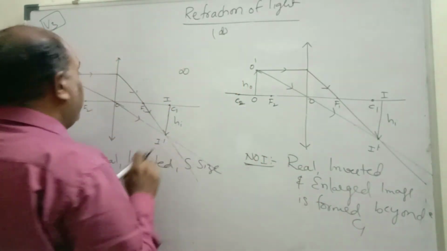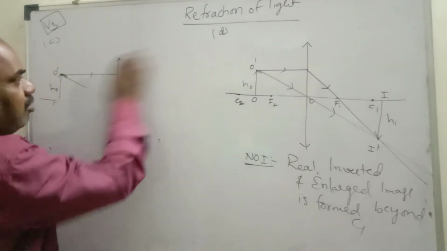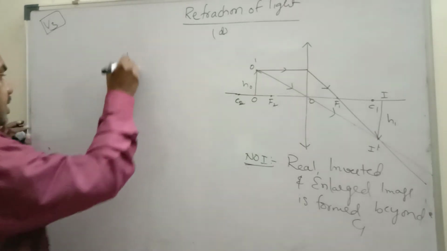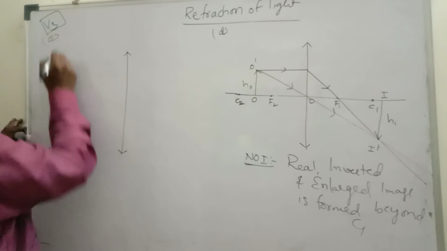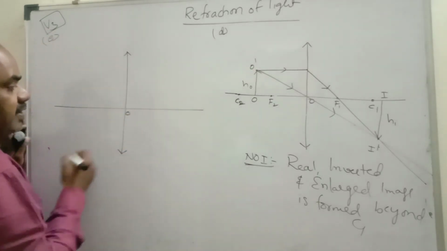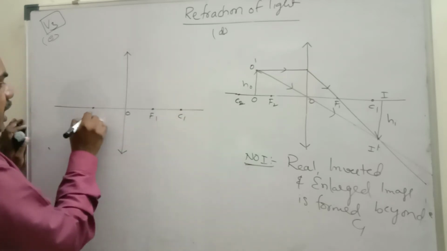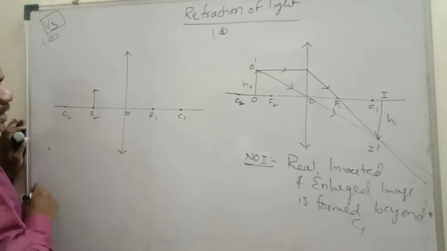Next I am going to place the object at the focus. The principal focus I am going to place it at. Where we get the image, we will see. See, children, this is a convex lens. This is the next case. This is the optic center, focus F1, C1, F2, C2. Now I placed the object at the focus.